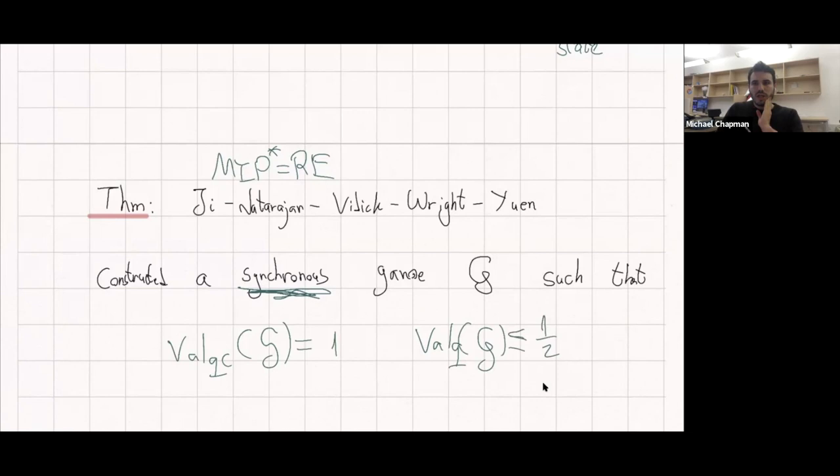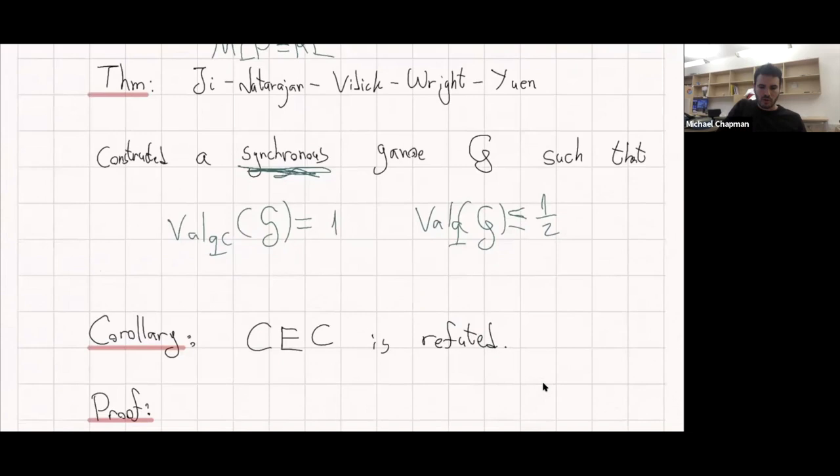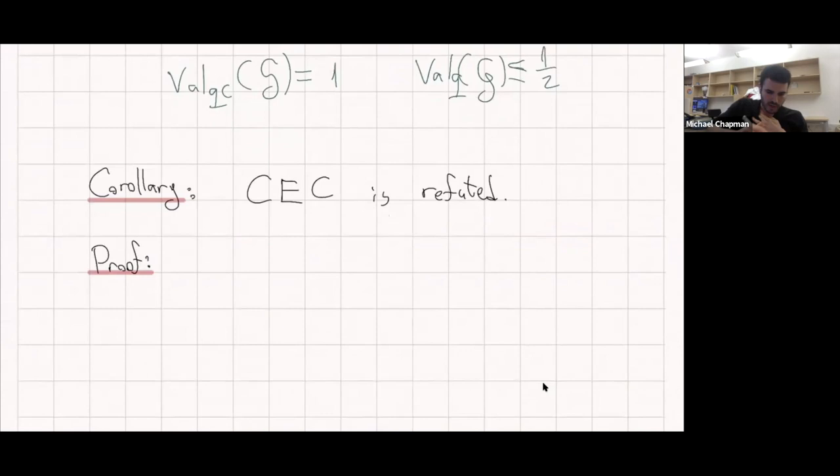So let's just see before the break. When I finish explaining the following corollary, we will take a break. Let's see that Connes' embedding conjecture is refuted by these two results: the theorem that I said of Kim, Paulsen, Schafhauser, et al., and this theorem by Ji, Natarajan, Vidick, Wright, and Yuen. So, okay, we have A of G.